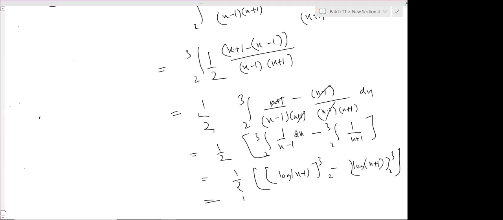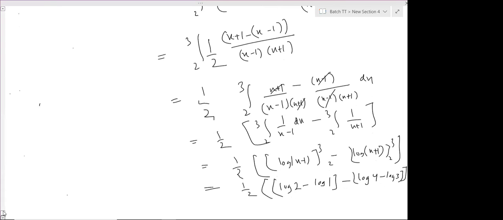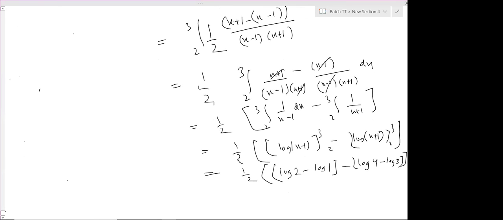Now you guys can integrate this very easily. This is log of modulus. All right, this is half, when you put 3, log 3 minus 1 is log 2, minus, when you put 2, log 1, minus log 4 minus log 3. I hope this is clear to all of you. Log 1 is 0, so you can figure out the final answer: half, log 2 minus log 4 plus log 3. Log A plus log B is log AB, minus log C is log AB upon C. So 3 by 2.